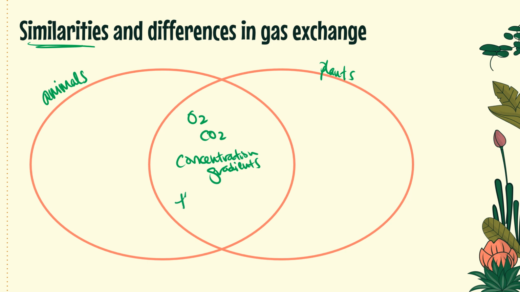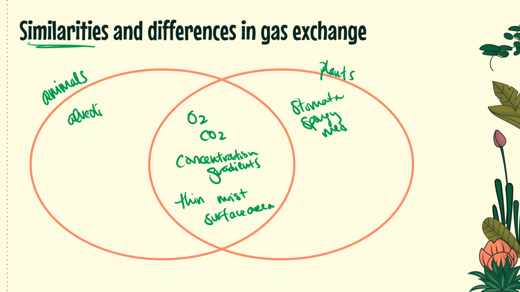We're also going to have those thin and moist surfaces with lots and lots of surface area to carry out lots and lots of gas exchange. Things that are different: animals have those alveoli in our lungs, as opposed to the stomata and the spongy mesophyll in our plants. Animals are going to mostly pull oxygen in and CO2 out. For plants, especially during the daylight when lots of carbon dioxide is needed for photosynthesis, we're going to have more CO2 in and more O2 out.